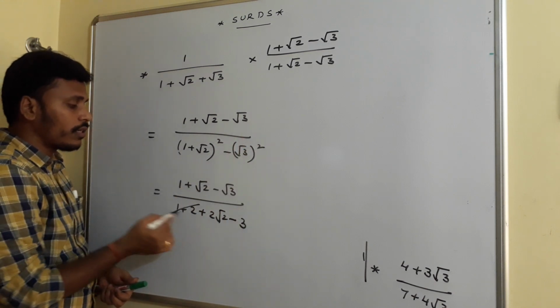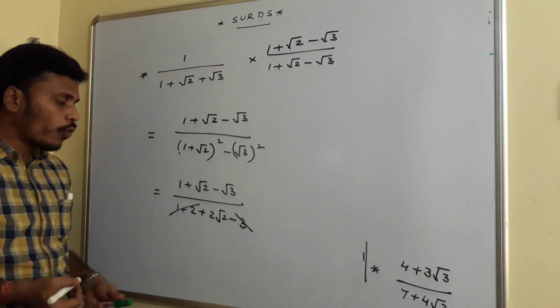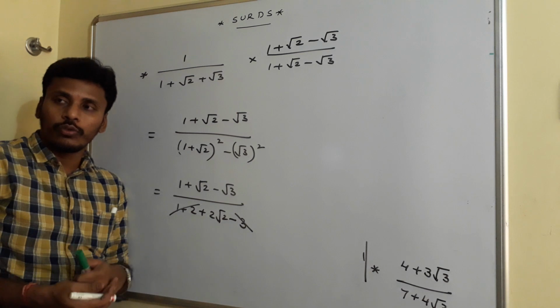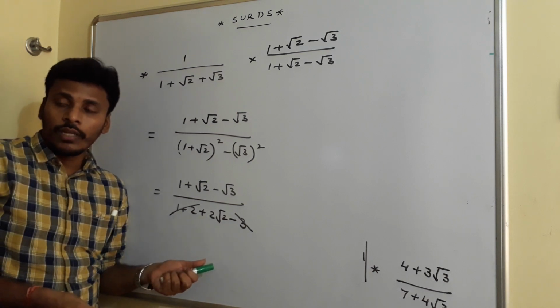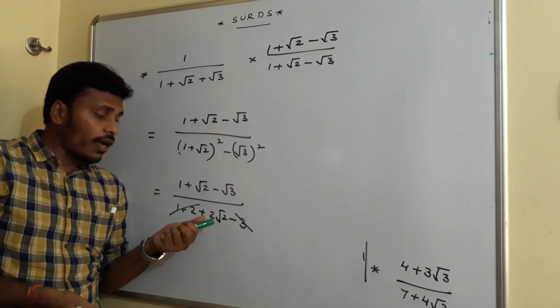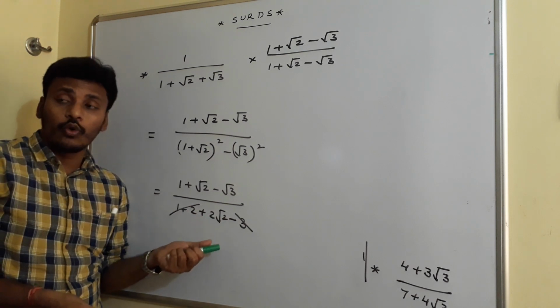Now think, this 3 and that 3 will get cancelled. But what do you have in your hands? 1 plus root 2 minus root 3 by 2 root 2. Think about this 2 root 2. Is it a rational number? No. Why is it not rational? Because an irrational number, root 2, is involved.